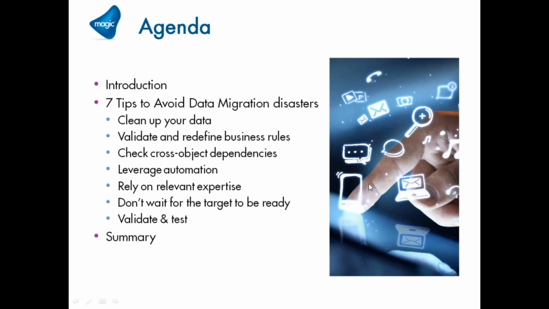So without further ado, here's a quick look at today's agenda. I'm going to take you through a brief intro before I hand over to Nick, who's going to take us through all the really useful stuff. So we'll begin with cleaning up your data, then we'll go on to talk about validating and redefining business rules, checking cross-object dependencies, leveraging automation, relying on relevant expertise, not waiting for the target to actually be ready. Then we'll go on to the most important thing, which is about validating and testing, and then we'll have a quick summary at the end. While some of these points may seem glaringly obvious, it's absolutely crucial you understand and consider each and every one of these to ensure that your projects, which you're investing a lot in, run as smoothly as possible.